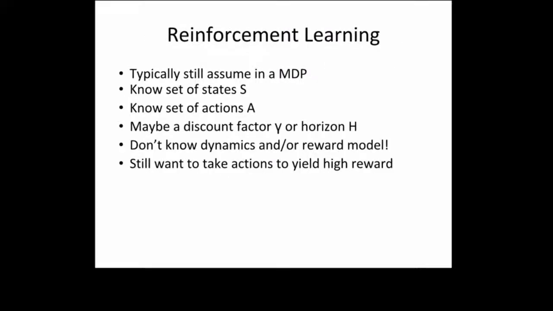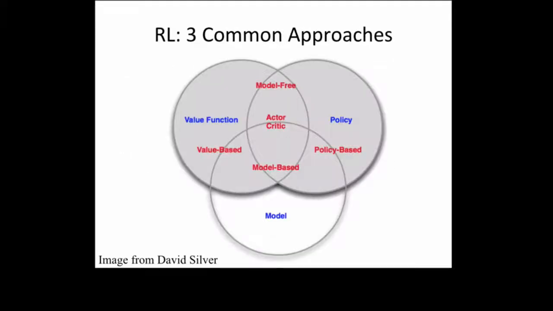Now, in reinforcement learning, we normally still assume that it's a Markov decision process, though often we also think about POMDPs. But the key issue is that we no longer know how the world works. So we don't know the dynamics, and we don't know the reward model. And yet we still want to be able to take actions to yield high reward.